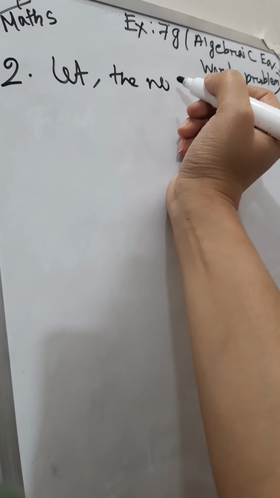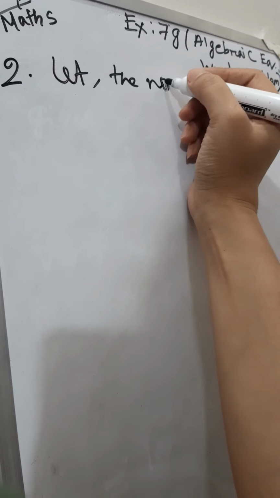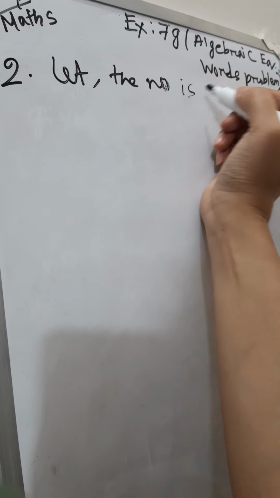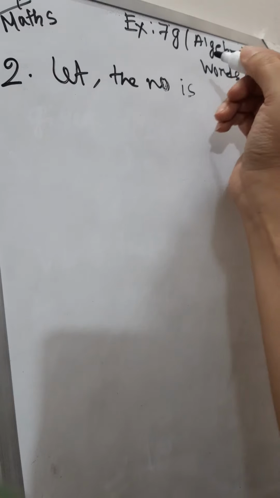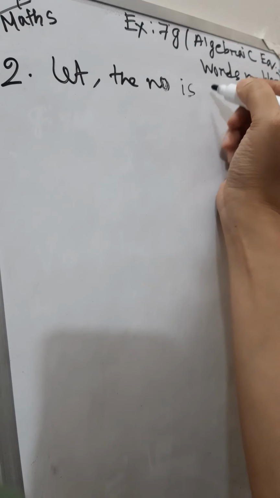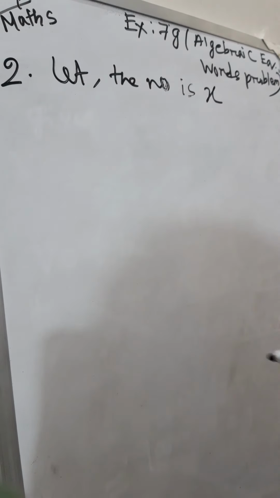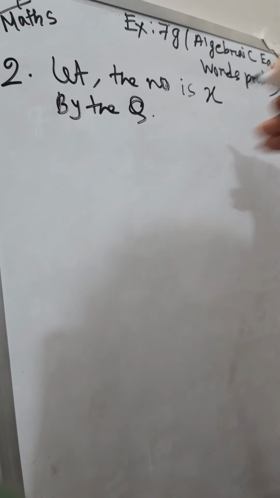I might miss a step because I have to complete this in a small board. But when you do it in your copy, especially, you will show me all steps. Many times you ask me, and this is a common answer I always give, that for showing every step there are marks. The number is x. Now we will write by the question.